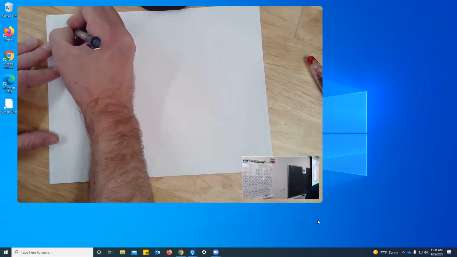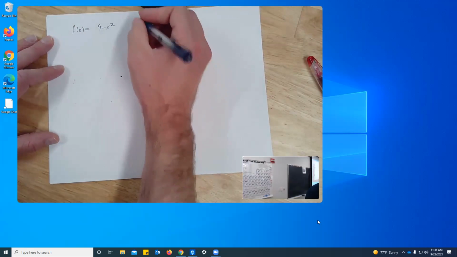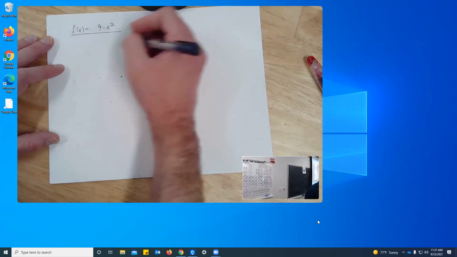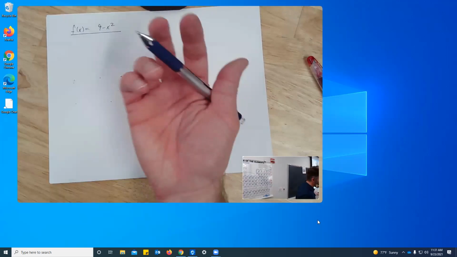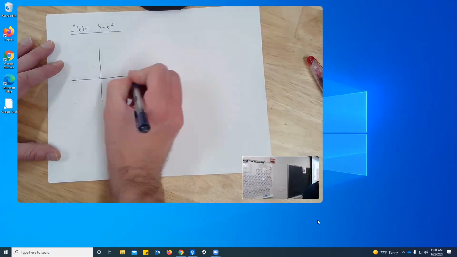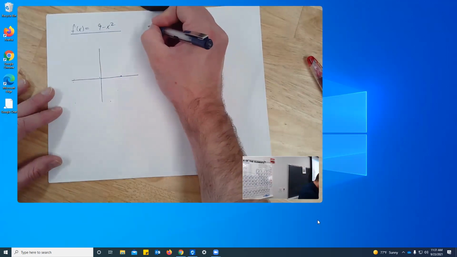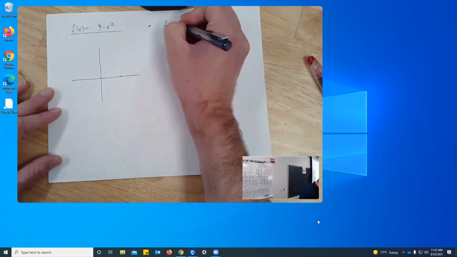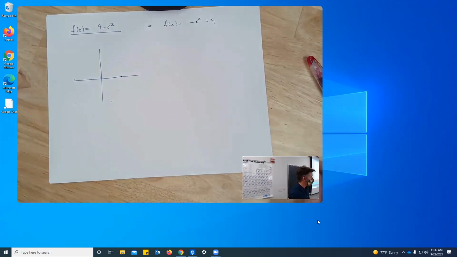Let's look at f of x equal to 9 minus x squared, and let's graph it. Think about the usual graph. You can plot points, but really, this is a parabola. It opens downwards. Some people might write it as negative x squared plus 9. That's probably the more standard way of writing it, actually.